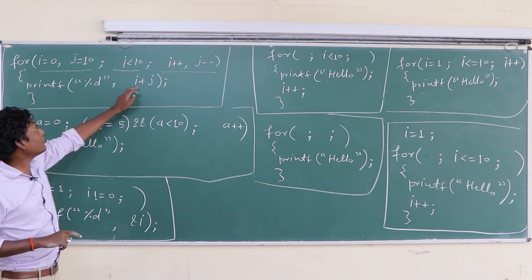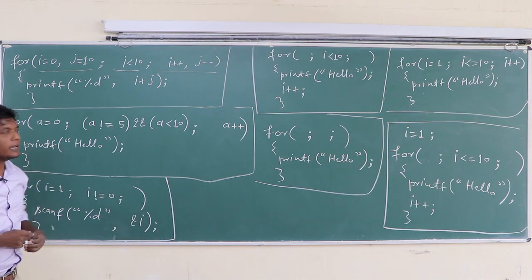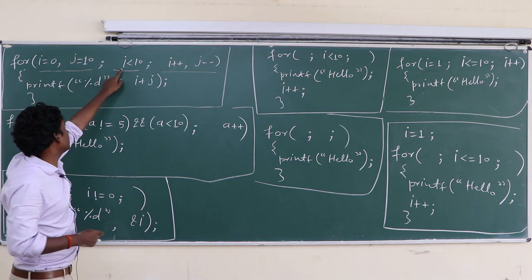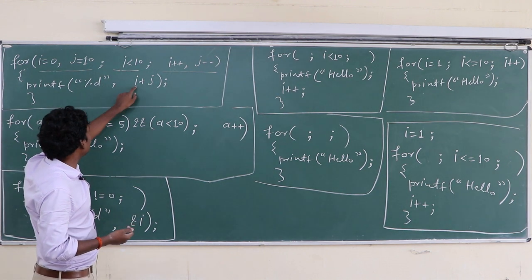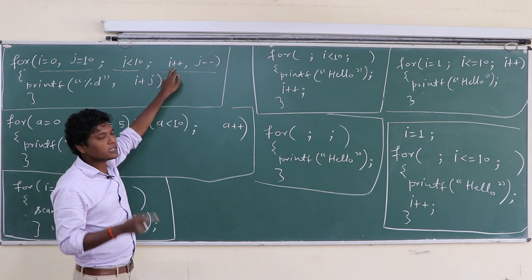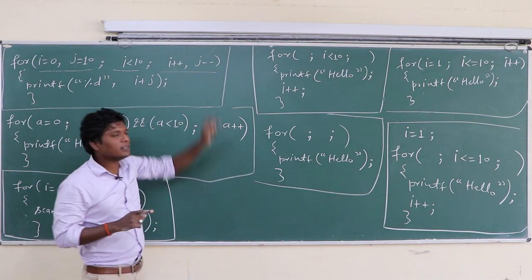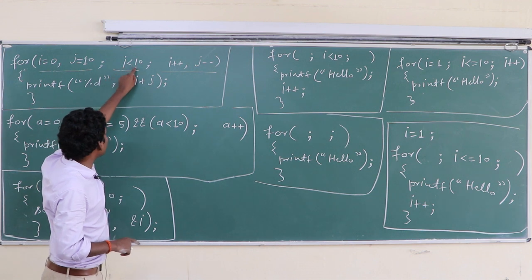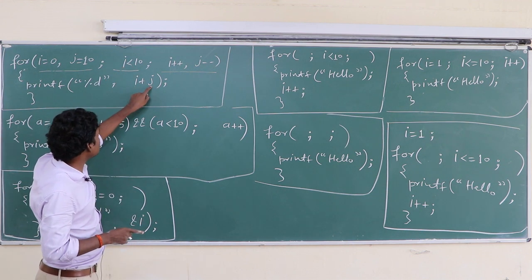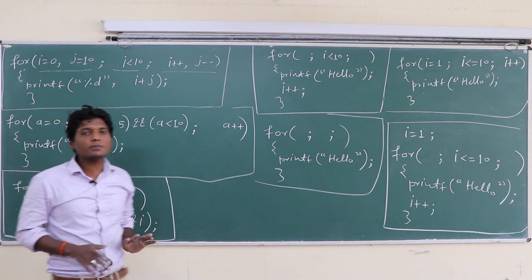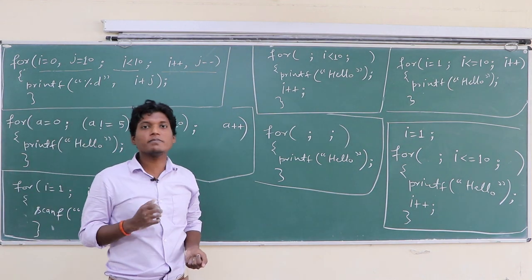Okay, %d of i plus j. Here i plus j is printed. i has value 0, j has value 10. Okay, 0 is less than 10? Yes, 0 plus 10, 10 will be printed. Again, i plus plus, i becomes 1. j minus minus, j becomes 9. Okay, 1 is less than 10? Yes, 1 plus 9, that is again 10. So this loop executed 10 times and printed 10 ten times.